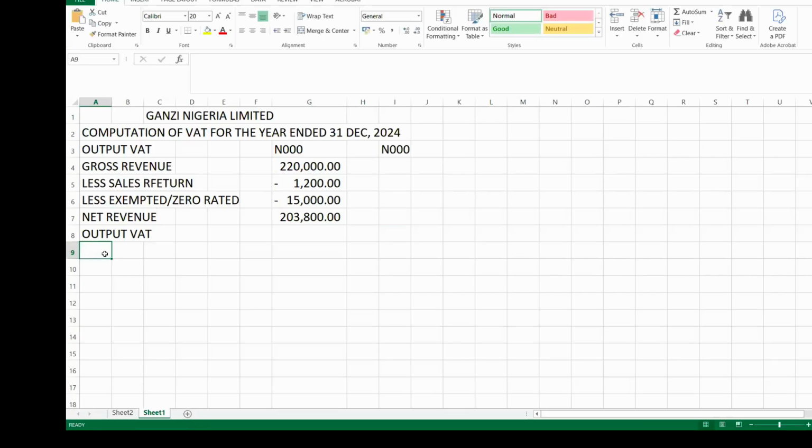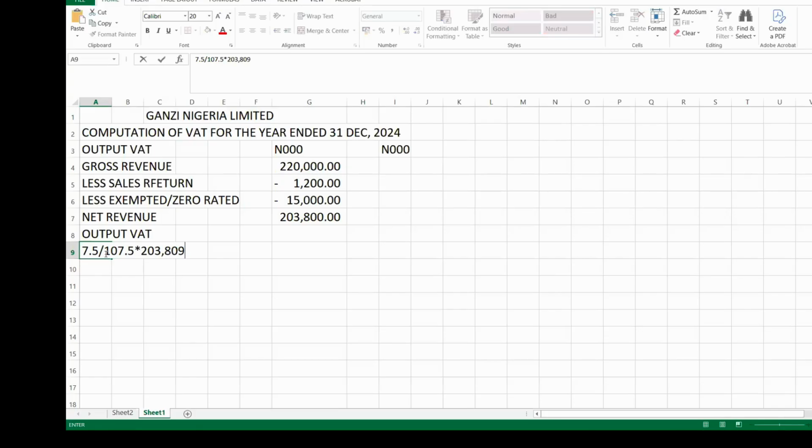And I told you that if an item is VAT inclusive, that means the VAT element is also included in that amount. Instead of the amount being 100%, it is 100 plus 7.5, which is 107.5. So to calculate the output VAT, it will be 7.5 divided by 107.5 multiplied by 203,800.